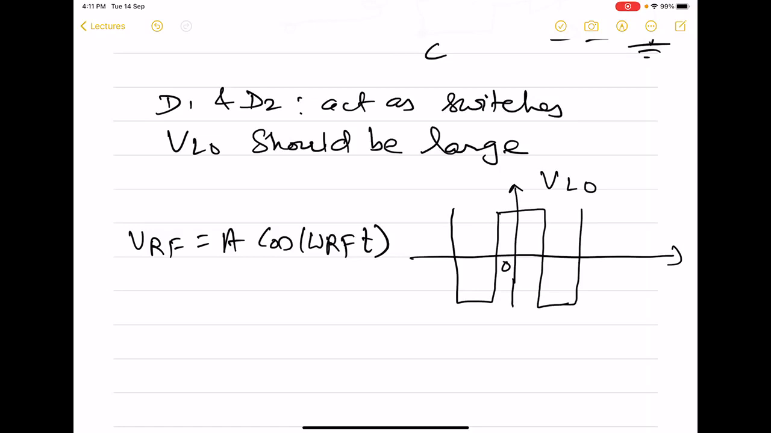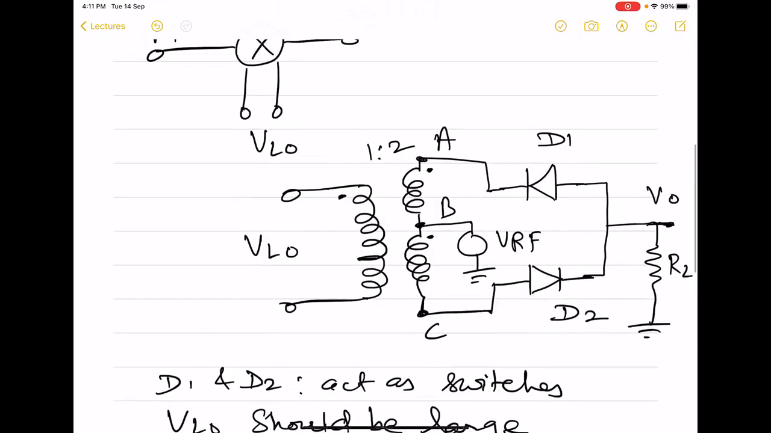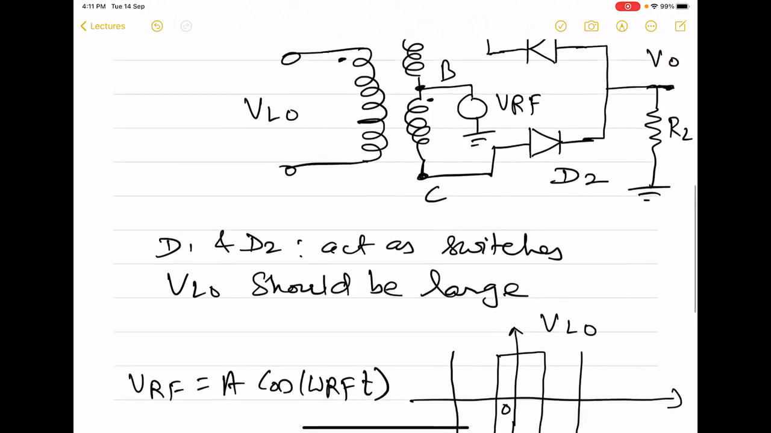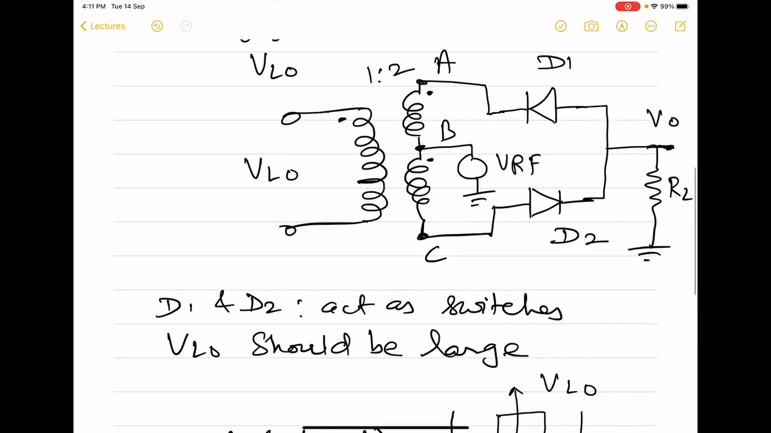So here also we will analyze this circuit for the two halves of the LO: for the first half when it is high, and for the second half when VLO is low. And for each half we will try to see what is the status of the two diodes, and then try to find out the output voltage by replacing the diodes with short circuit or open circuit.